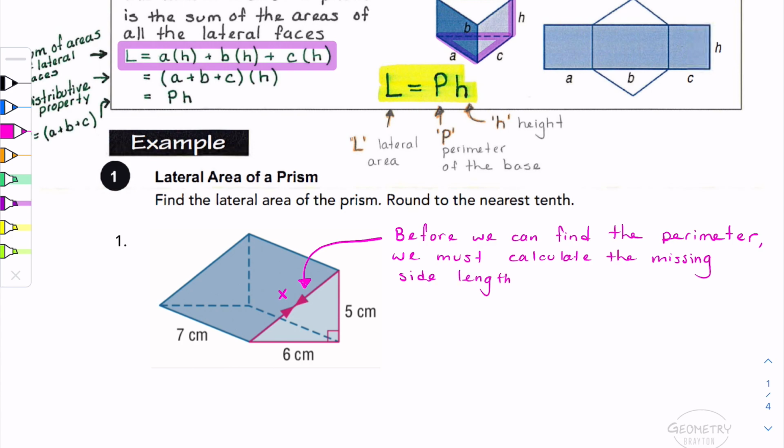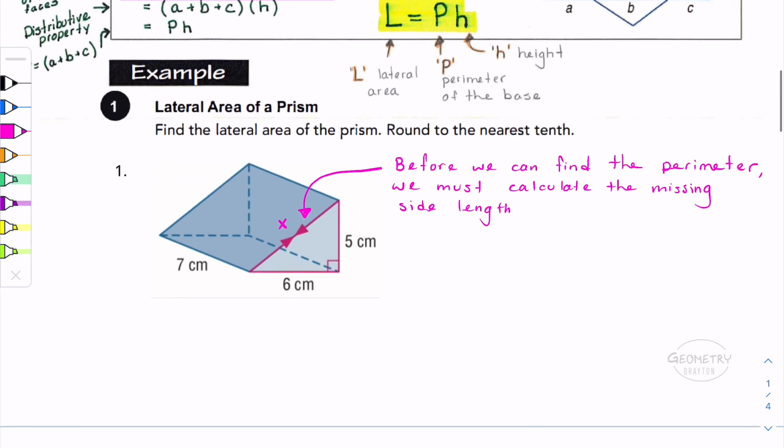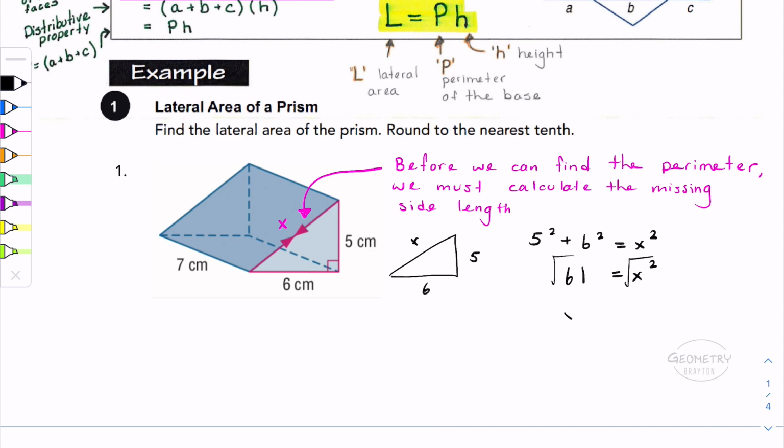And this is where we have to use our previous knowledge. In this case, I could use the Pythagorean theorem. My triangle has a side length of 5 and a side length of 6. I'm looking for the hypotenuse. 5 squared plus 6 squared is equal to x squared. This would be 61 is equal to x squared. And when I take the square root of both sides, x is approximately 7.8.